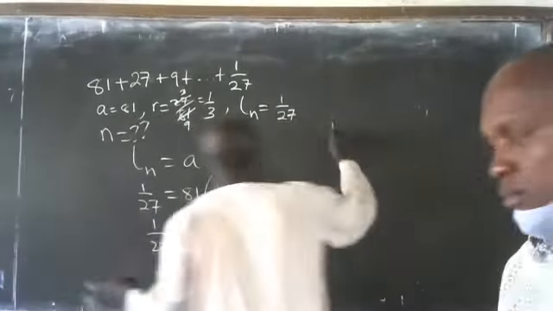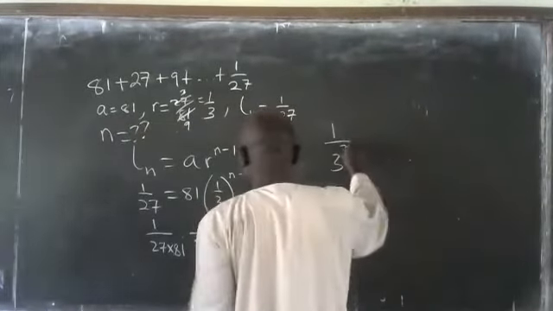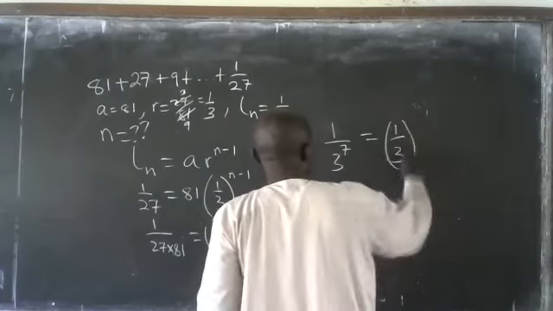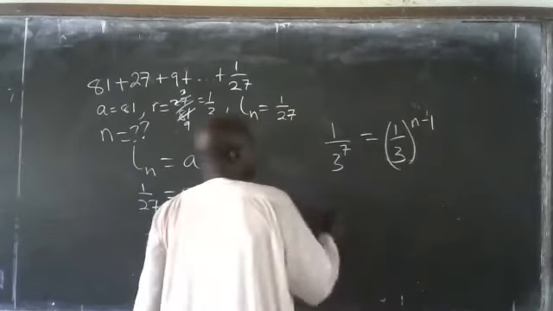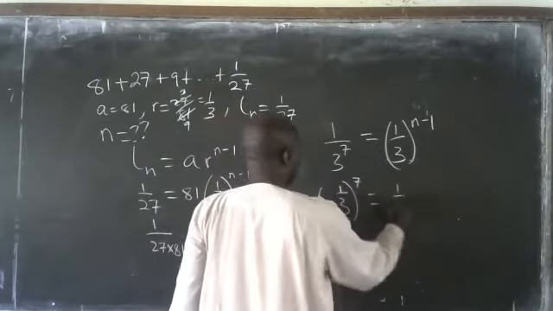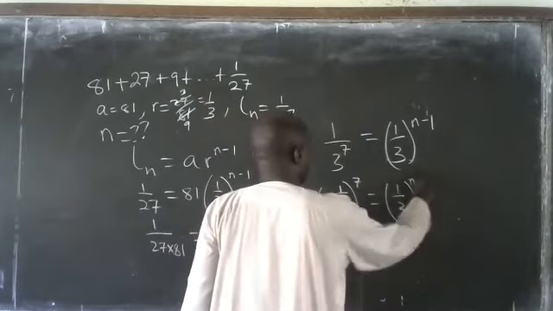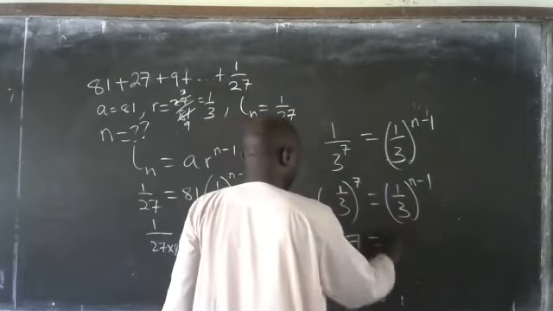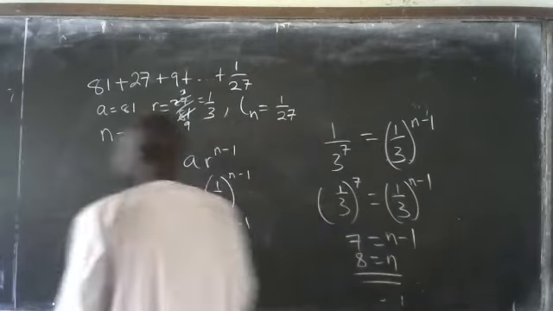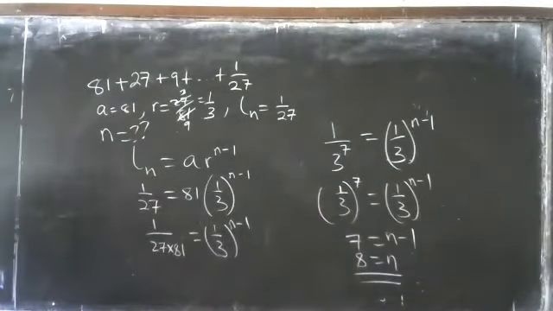We have 1 over 3 power 7 is equal to 1 over 3 power n minus 1. Therefore, 7 is equal to n minus 1. So 8 is equal to n. So there are 8 terms.